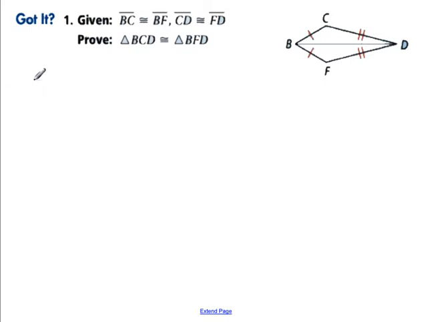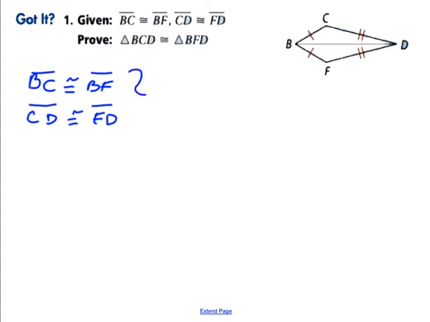Always start with your given information. So we know that side BC is congruent to side BF. And we also know that side CD is congruent to side FD. The reasons for these are given. Both of those are given. So what do we need to prove now? We have two sides congruent. We need to get the third side congruent.